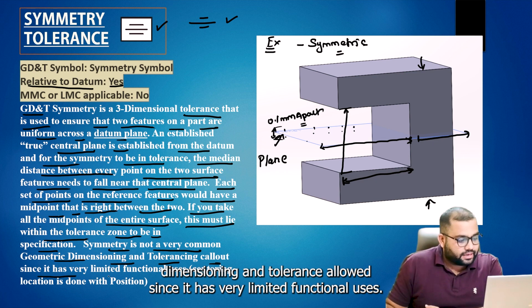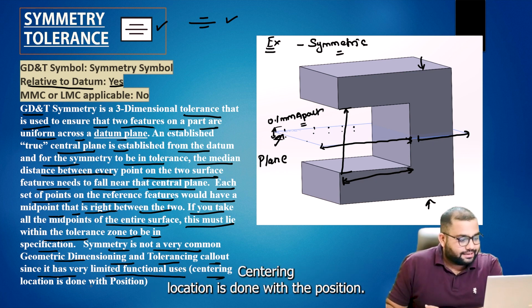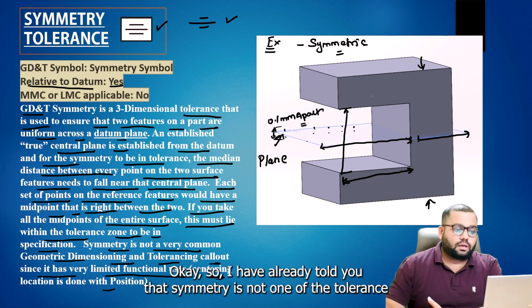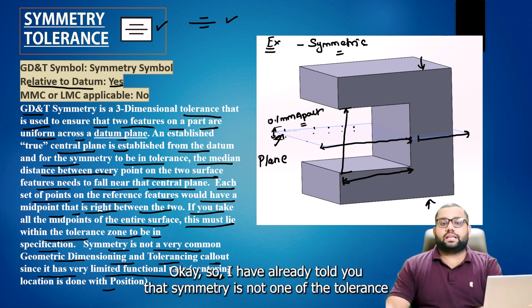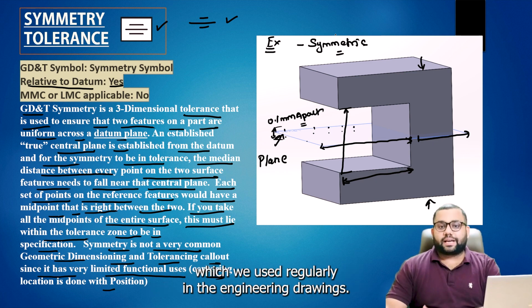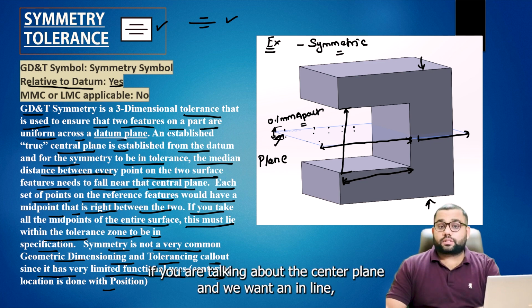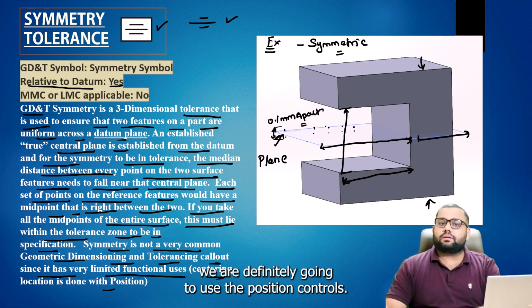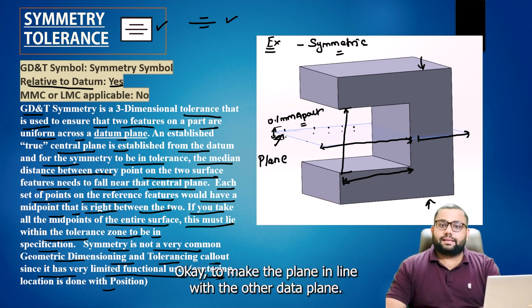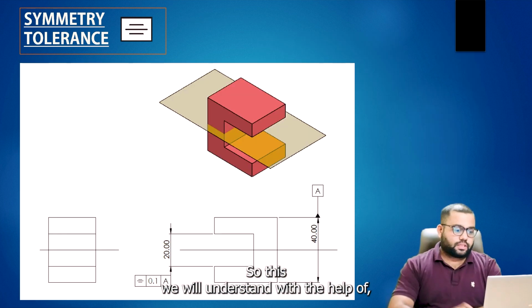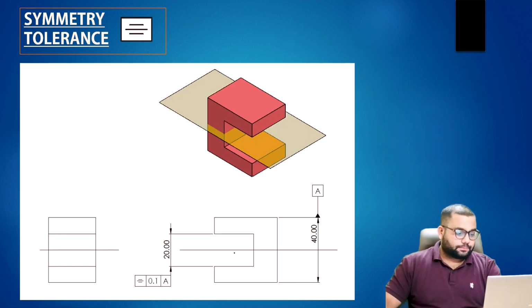Since it has very limited functional uses, centering location is done with position. I have already told you that symmetry is not one of the tolerances we use regularly in engineering drawings. Because if we are talking about the center plane and we want it in line, we are definitely going to use the position tolerance, to make the plane in line with the other datum plane. We will understand this with the help of an example.